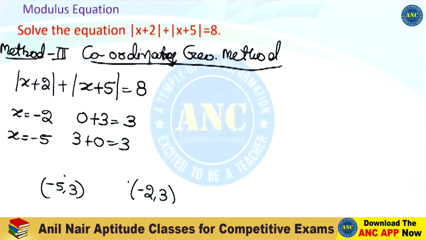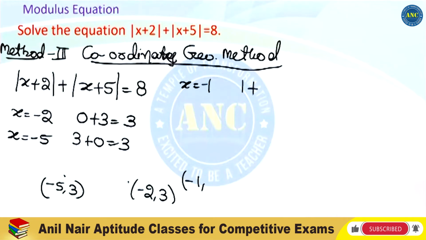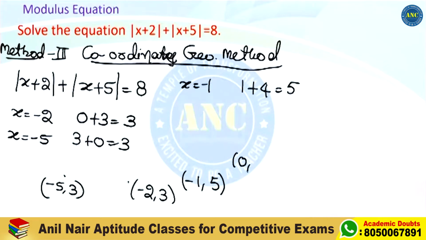Now see here. Let me take a value greater than minus 2. Let me take minus 1. At x equivalent to minus 1, 2 minus 1 is 1, 5 minus 1 is 4, 1 plus 4 is nothing but 5. So minus 1 comma 5. Let me take one more value, 0. 0 plus 2 is 2, 0 plus 5 is 5, total 7. So 0 comma 7.